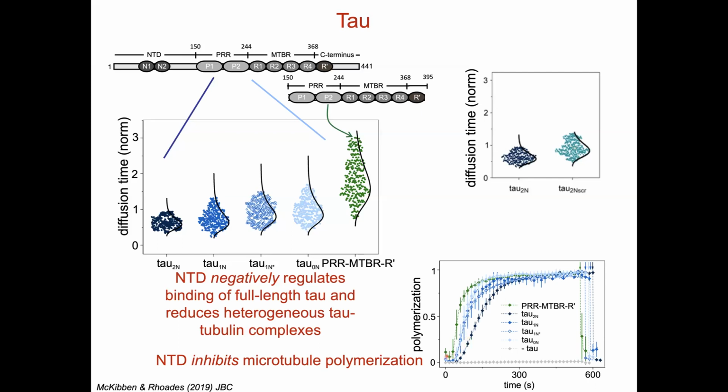So these are now the actual polymerization curves where we mix tau and tubulin and GTP, and then as a function of time at 37 degrees, we can see an increase in scatter, which allows us to see that microtubules are forming. And what you can see is this PRR MTBR prime construct polymerizes more rapidly than any of the other constructs. And then this tau 2N, which shuts down our binding most effectively, is also our slowest polymerizer.